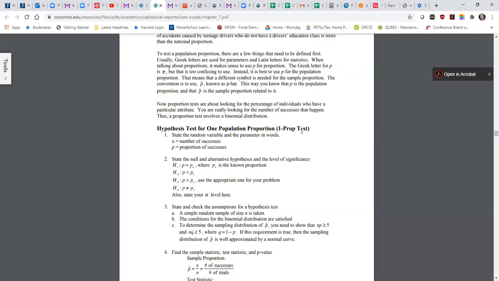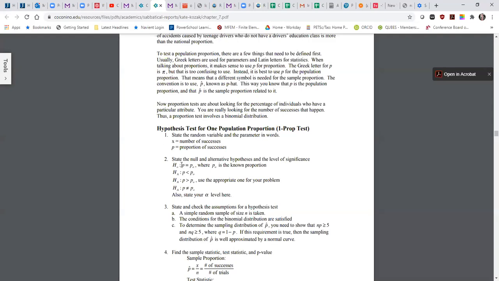Okay, so this is the first step for the hypothesis test for one population proportion. You need to state the random variable and the parameter of interest, state the null hypothesis and the alternative hypothesis, and also the level of significance. So you have to state here the level of significance.